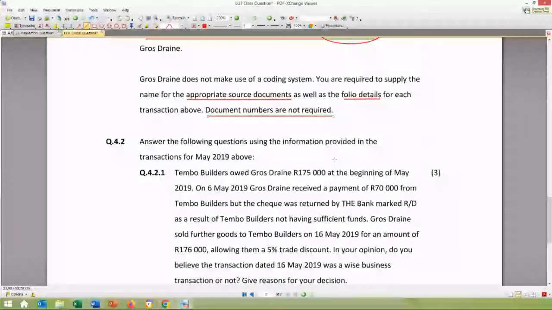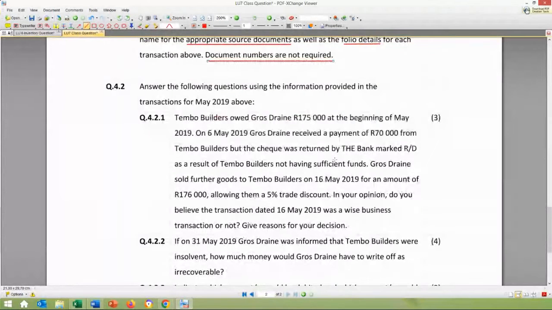Then for question 4.2, they ask you to look at Timber Builders owed Grant Manufacturers 175,000 in the beginning of May. On 6 May, Grant Manufacturers received the payment from Timber Builders, so that means this is your debtor. Okay, if we receive a payment, Timber is a debtor. Okay, so Timber, but the check was returned by the bank, marked RD, as a result of Timber Builders not having sufficient funds. Grant Manufacturers sold further goods to Timber Builders on the 16th of May for an amount of 176,000, allowing them a 5% discount.